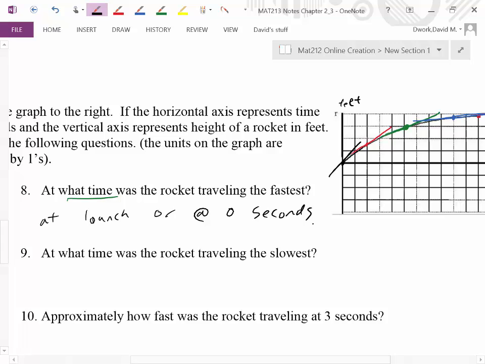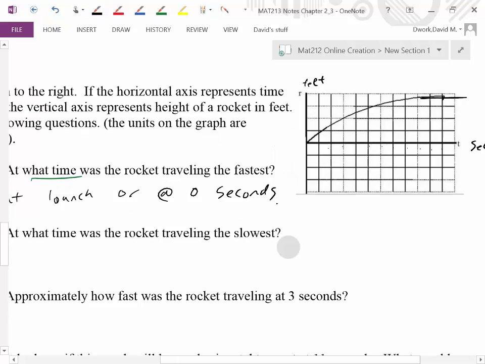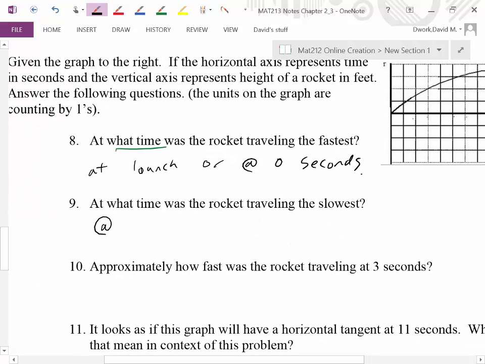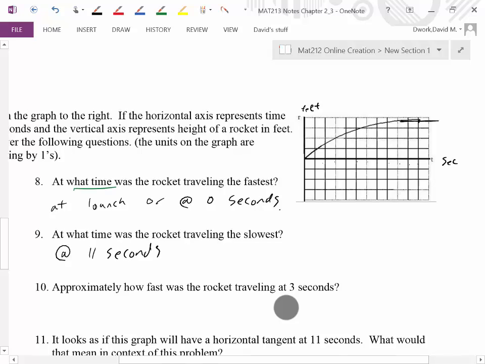Okay, so at what time is the rocket traveling the slowest? So instead of looking for the steepest line, we're looking for the, yep, you got it, the not steepest line, the shallowest line, which again looks like it would be right here at the end. So let's figure out what time that is. That's 1, 2, 3, 4, 5, 6, 7, 8, 9, 10, 11 seconds, as long as I counted right. So to me, that looks like at 11 seconds.